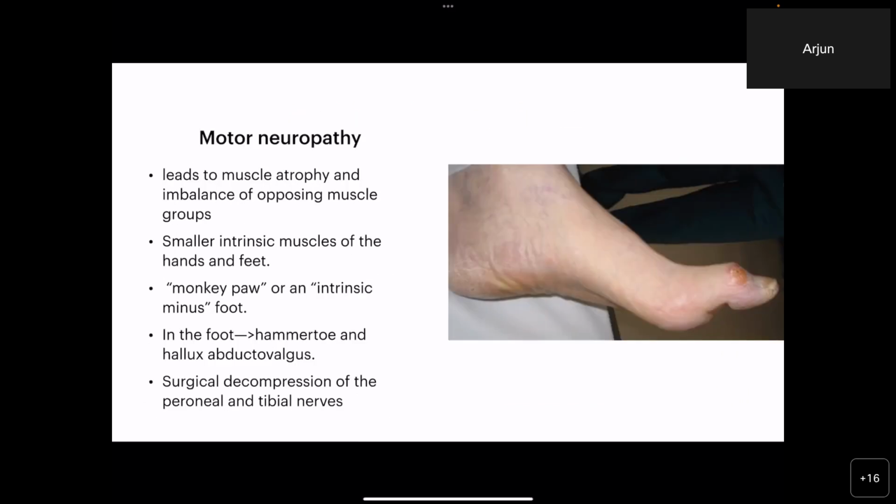Motor neuropathy leads to muscle atrophy and imbalance of the opposing muscle groups. This is more apparent in the smaller intrinsic muscles of the hands and the feet. With severe motor neuropathy, patients' hands can develop a monkey paw or an intrinsic minus foot from the atrophy of the intrinsic muscles. In the foot, the motor neuropathy contributes to the development of forefoot deformities such as hammer toe and hallux abducto valgus, which are reported to be major contributors of ulceration, nearly around 70 to 90%. And surgical decompression of the peroneal and tibial nerves has a major role if the disease is not too advanced.